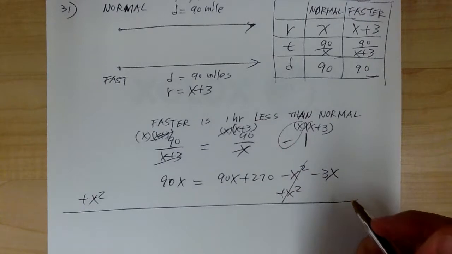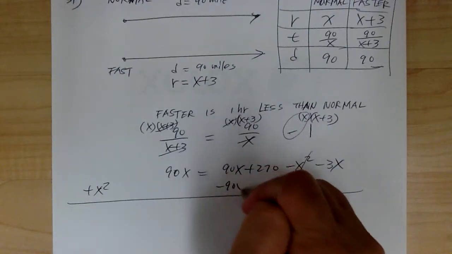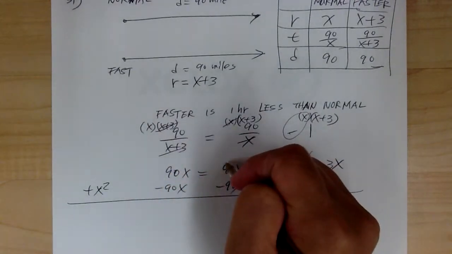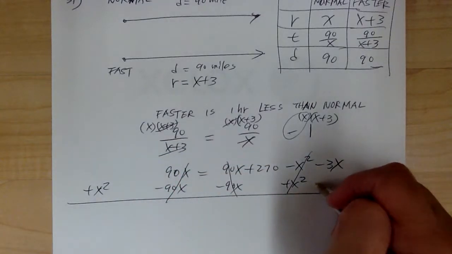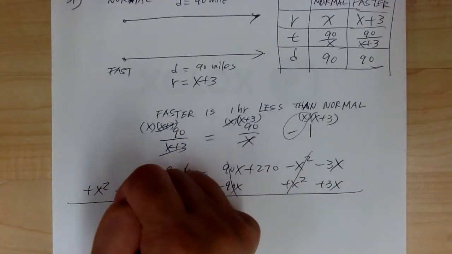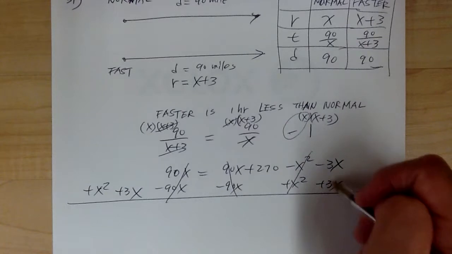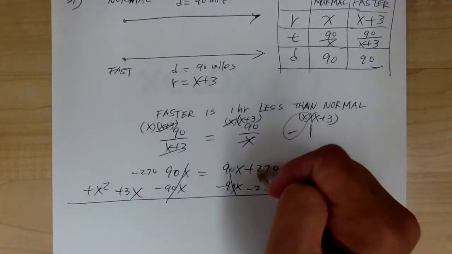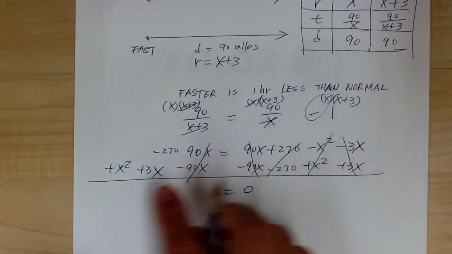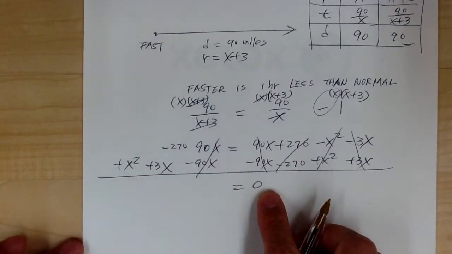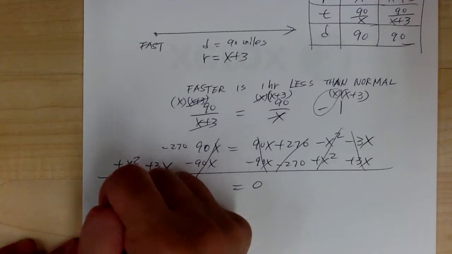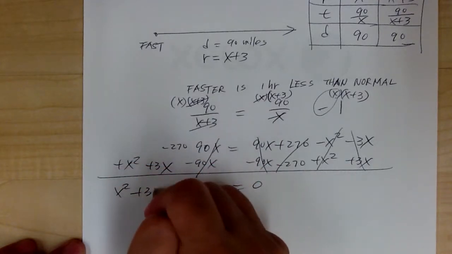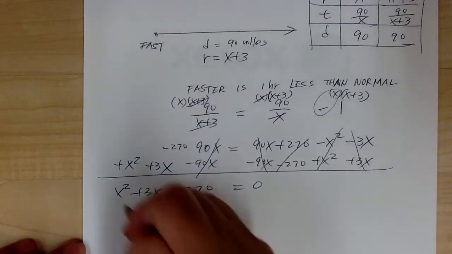Okay. So this will cancel out, and then you minus 90x. So this will cancel out, and then you have to plus 3x. So plus 3x, and then you minus 270. So minus 270. So this cancels out. Okay, so you can move everything to this side, so you have equal to 0, so you can do the factoring. So you're going to end up with x squared plus 3x minus 270 equal to 0.